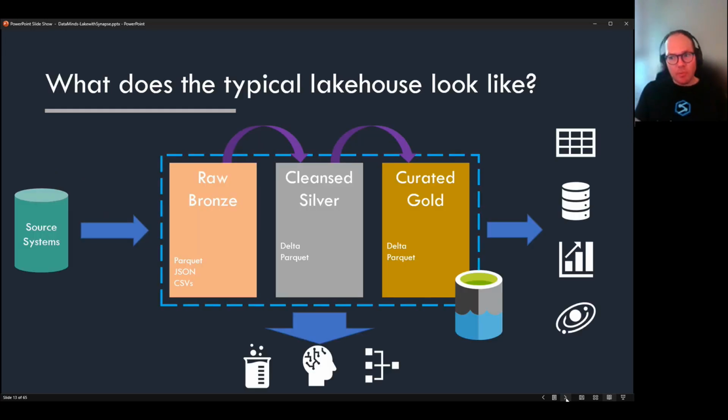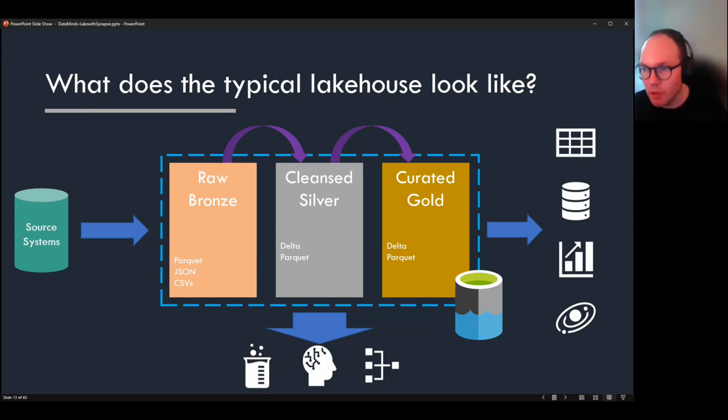So, what does the typical data lake look like? I'm going to hopefully get to that question as well. The typical format looks relatively similar to what you would think a warehouse process looks like, at a very high level. So we've got the source systems. That might be structured sources, that might be unstructured sources, that might be streaming sources, that might be whatever you have. That data is being ingested into the bronze layer or the raw layer.